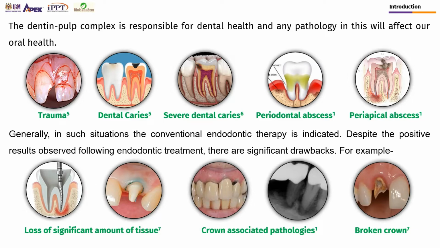Periodontal pathologies are one of the common pathologies associated with crown and bridge. Due to lack of nutrition, the teeth become weakened, which may lead to fracture or broken teeth or loss of teeth.